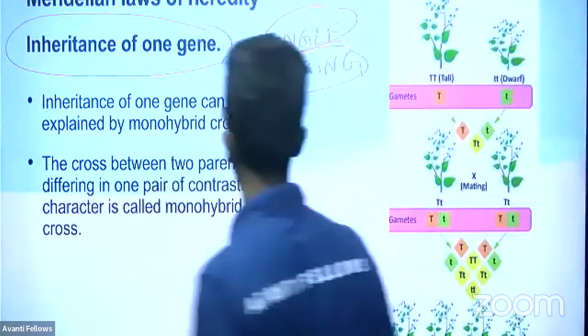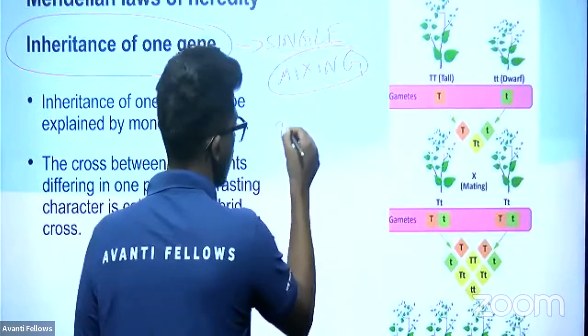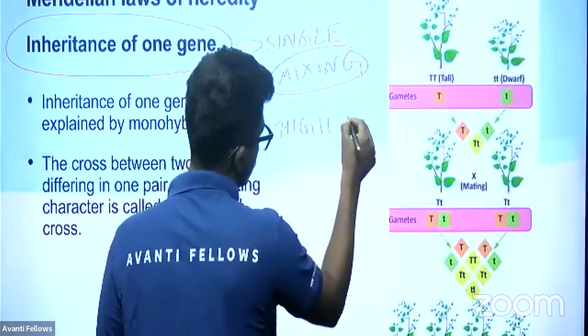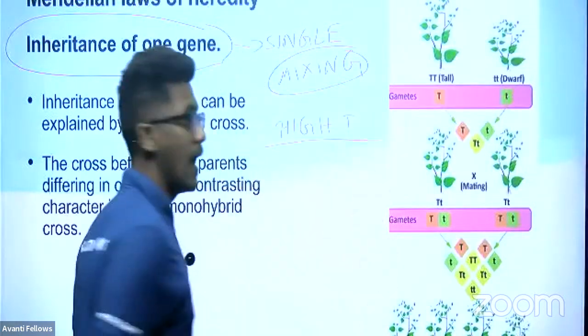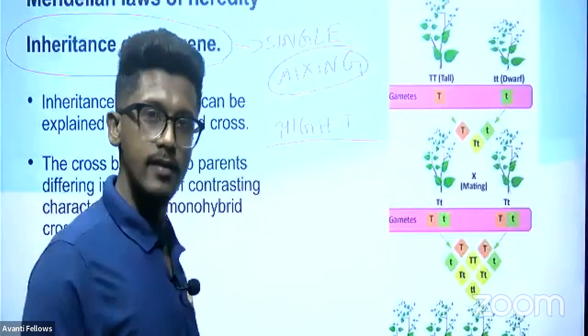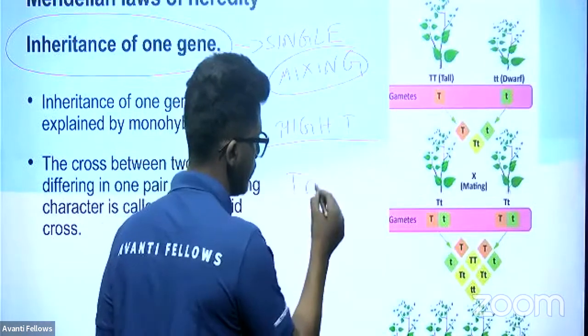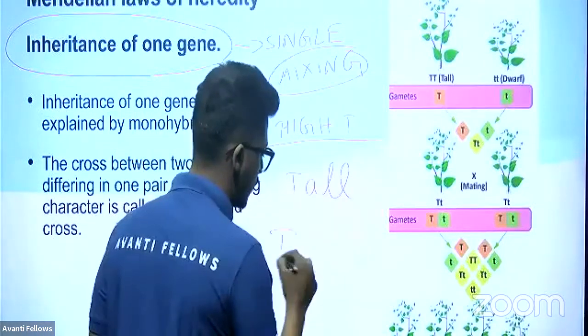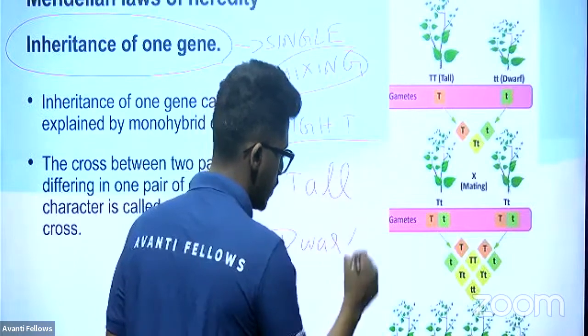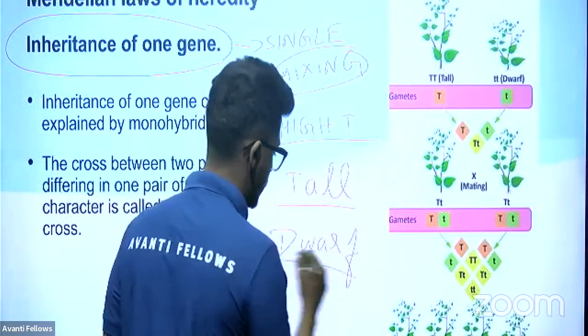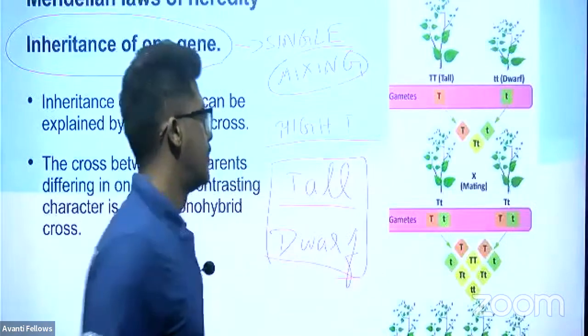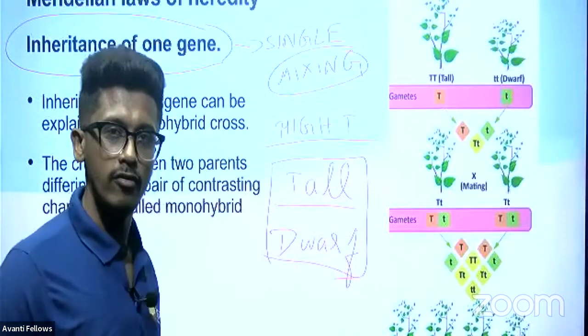So if I see the height of the plant, height is a character. In this height, I have two possibilities. One is a tall plant, the other one is a dwarf plant. So I take one character and I mix these plants, that is one tall plant and one dwarf plant.